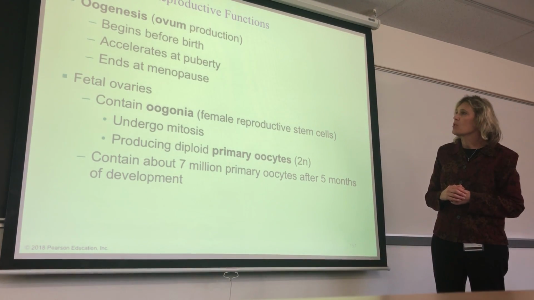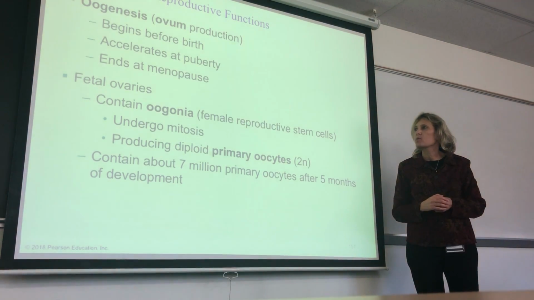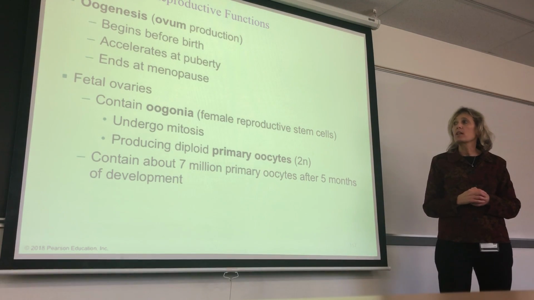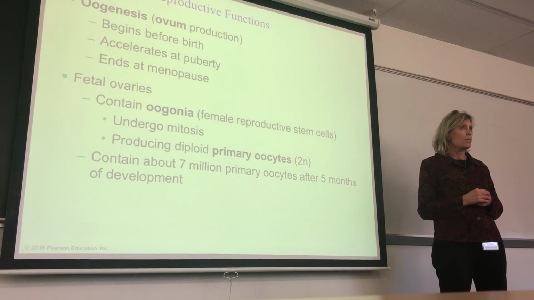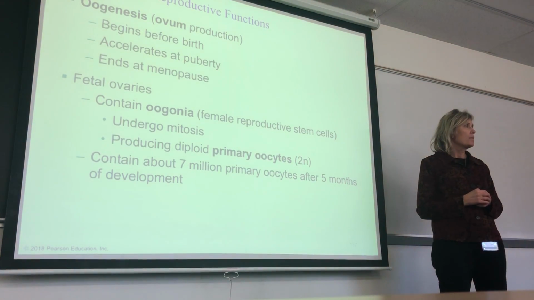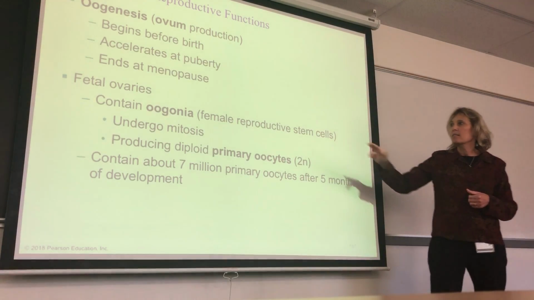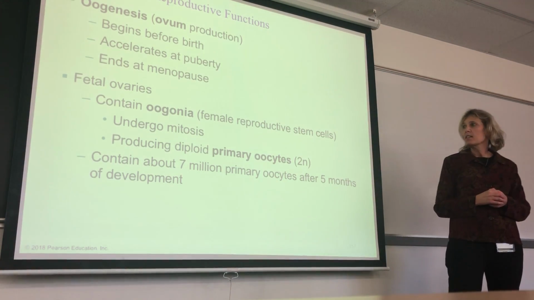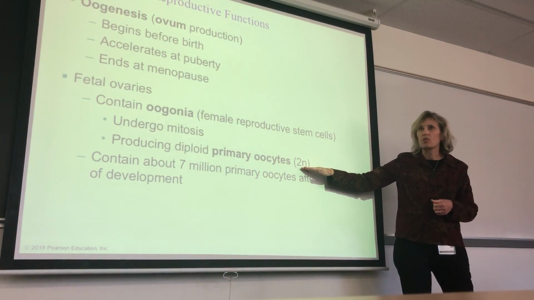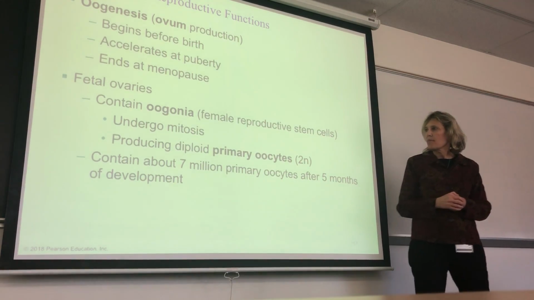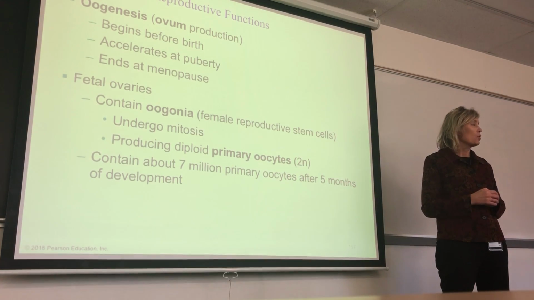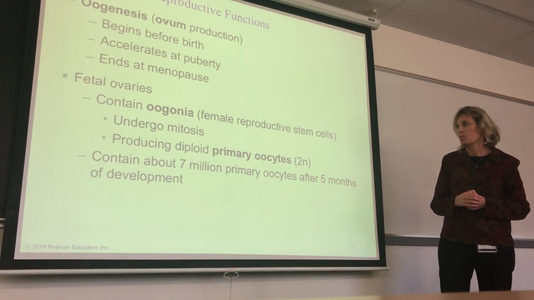Okay. All right, so let's look at the female ovaries. They contain those stem cells, which are called oogonium. The oogonium are going to go through mitosis. At the end of mitosis, they're going to produce primary oocytes. Those primary oocytes are identical to the stem cell. They have 23 pairs of chromosomes. This 2N is just telling you that it's diploid, 2N meaning diploid. So there are 23 pairs of chromosomes.